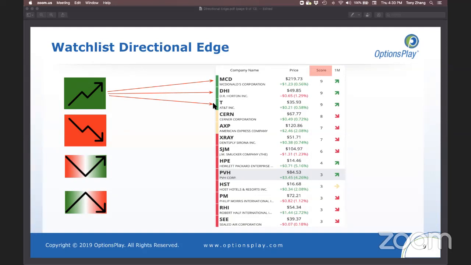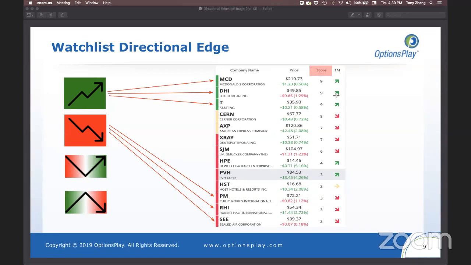Conversely, on the bearish side, strong bearish stocks are the stocks at the bottom. These are stocks that are red, like Philip Morris with a score of 3, Robert Half International, which is also a score of 3 and red across the board, and Sealed Air Corporation, which is also 3, but red across the board. So I look at the color and I look at the score, and without even having to look at a chart or pull up any data on that stock, I can get a sense for the directional view of that stock.